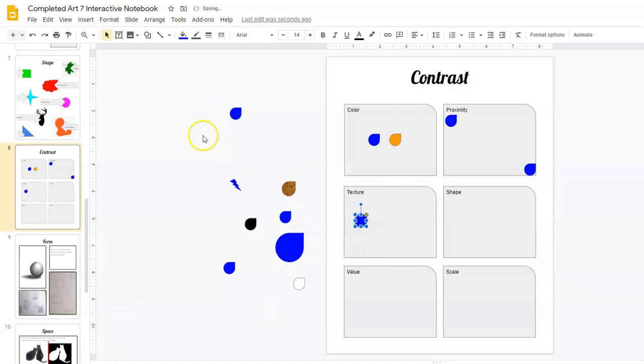Next is texture. So if we're comparing the texture, I can take one of these guys, you're a smooth texture, and then the only other one that has a different texture is this guy right here. He's got like a speckle texture.